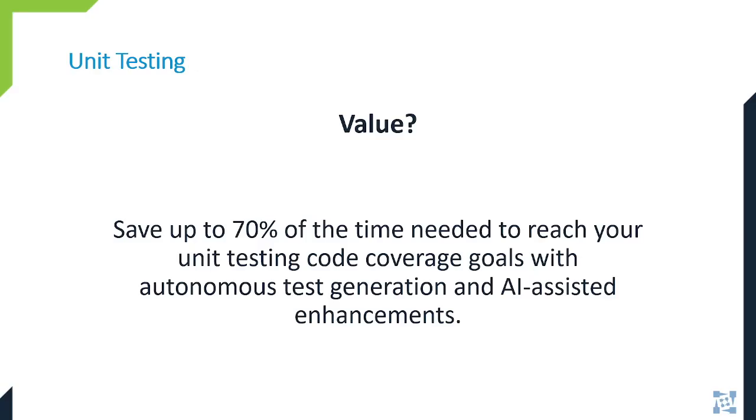So, what does this mean in practice? Autonomous test creation with AI-assisted refinements and optimizations can save you up to 70% of the time typically spent on reaching your coverage goals. That means faster development cycles, fewer blockers, and more time for teams to focus on writing great features, not boilerplate tests.